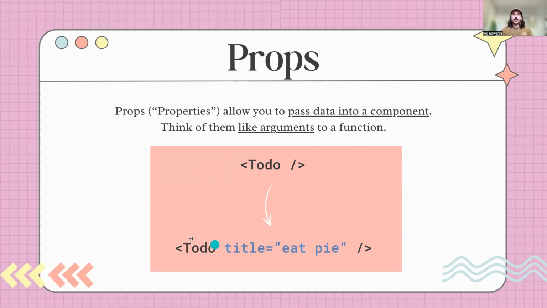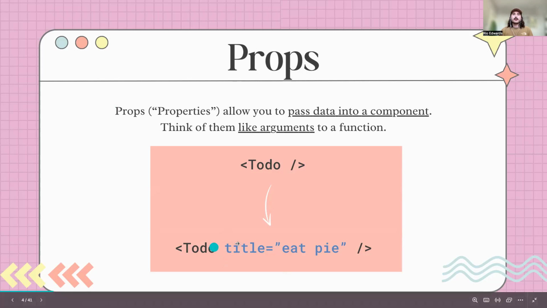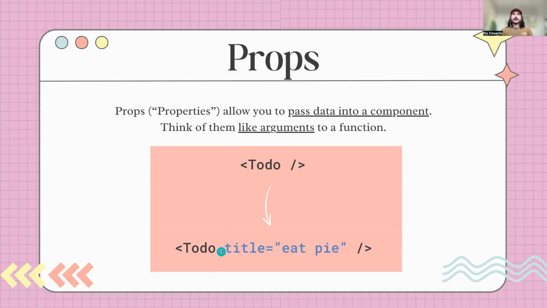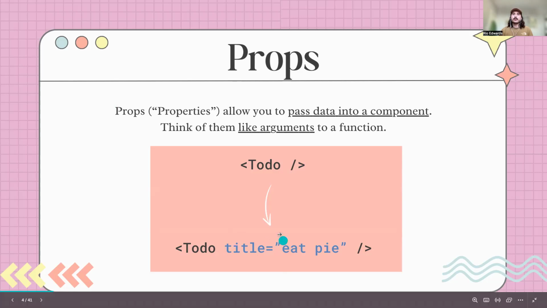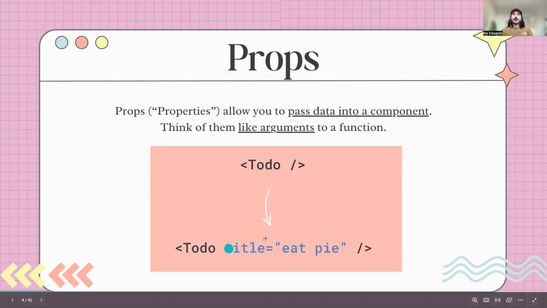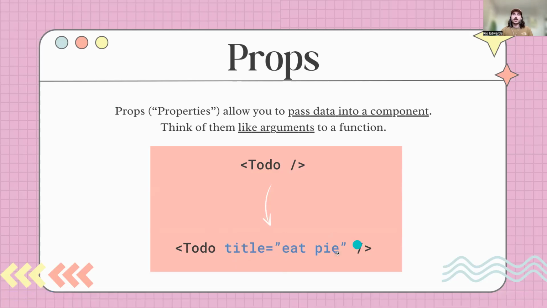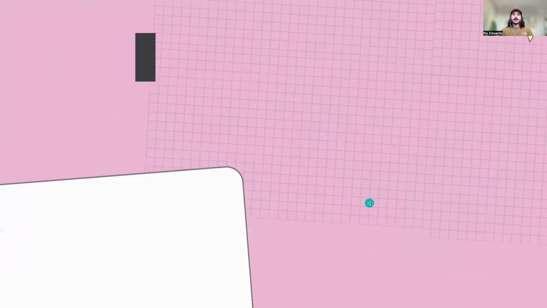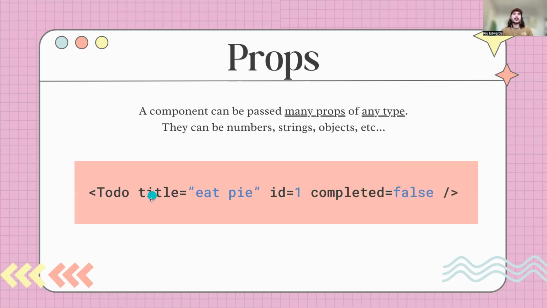When you have an HTML element, like an anchor tag, and you have your href, it's the same type of syntax as a prop. It looks like an attribute. So you have the name of the attribute, which in this case is title, equals, and then the value of it, in this case, eat pie. So to-do is receiving a property with the string eat pie. It's similar to an argument in a function, but it's the React component way of doing that.